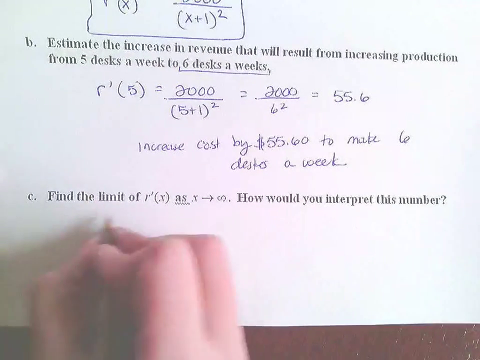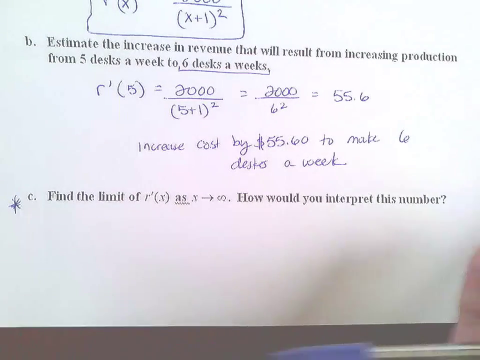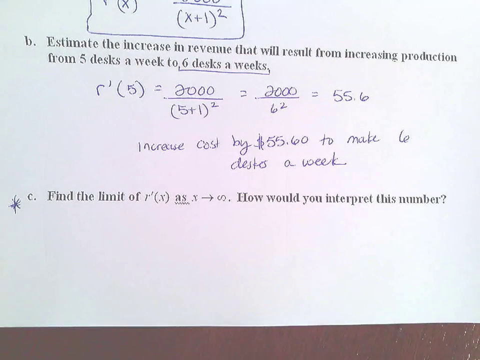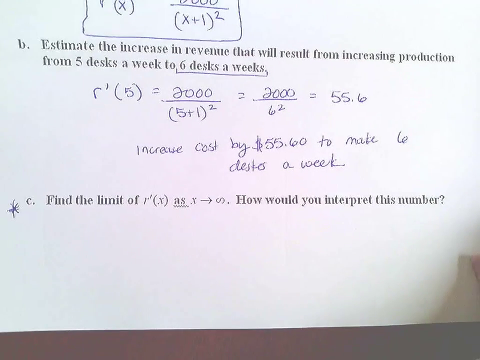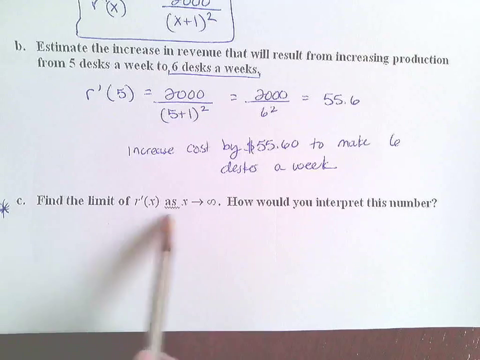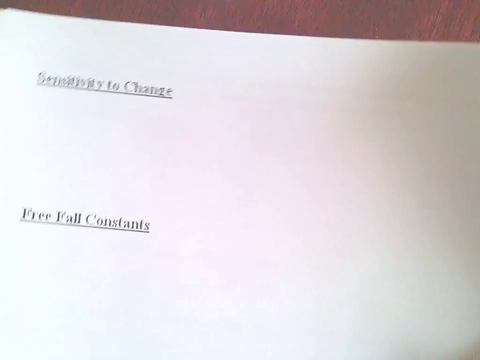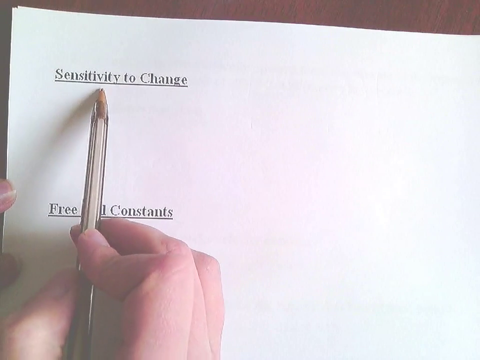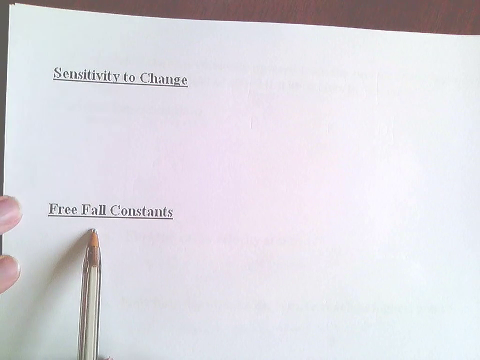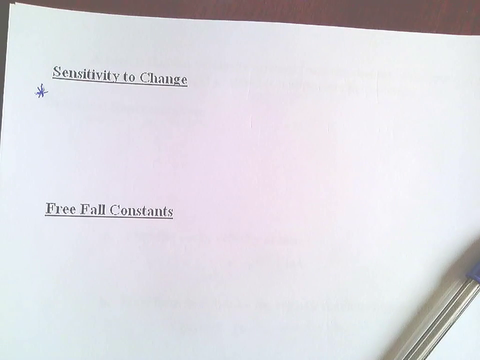All right, last one. We want to find the limit. You know what? Let's just leave this for tomorrow because we have to look at the graph. And like I said, I am running a little bit late to pick up my children. So let's leave this for tomorrow because we have to look at the graph that you've graphed on your calculator to interpret this number. And then the last two parts are the sensitivity to change and the free fall constants. Basically, they're just definitions. So let me write them tomorrow because I have to run. All right, enjoy.